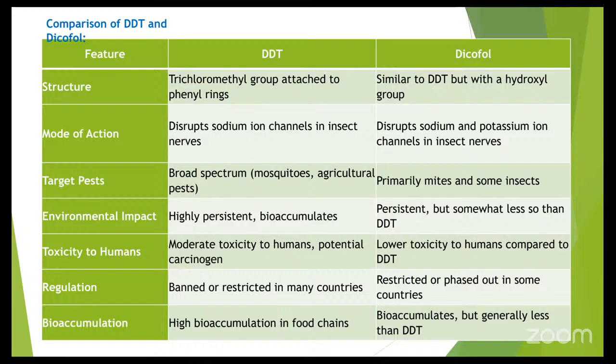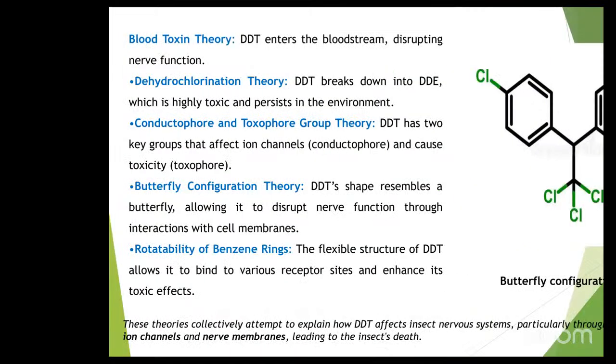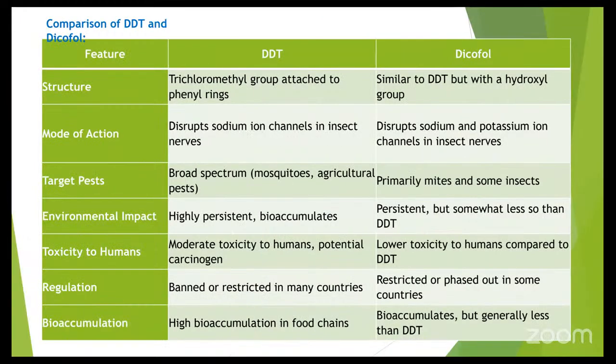And coming to the toxicity in mammals, there are different theories. Toxicity in mammals, as we have discovered, is moderate in humans. Yet the acute oral LD50 of DDT is said to be 113 mg per kg for rats, a species which seems to be more susceptible to DDT than any other mammals.